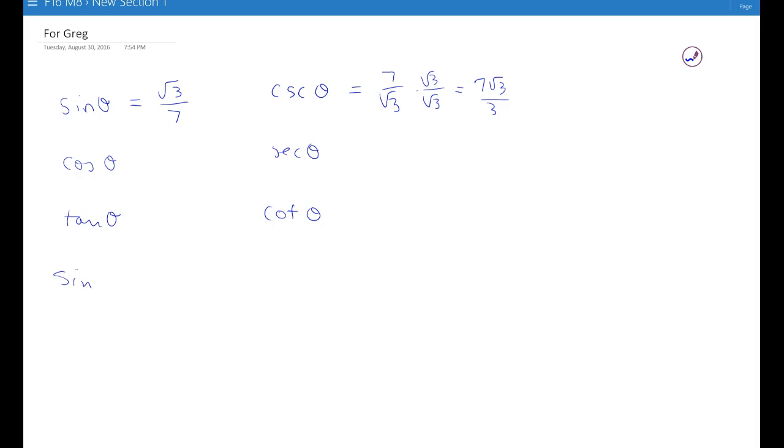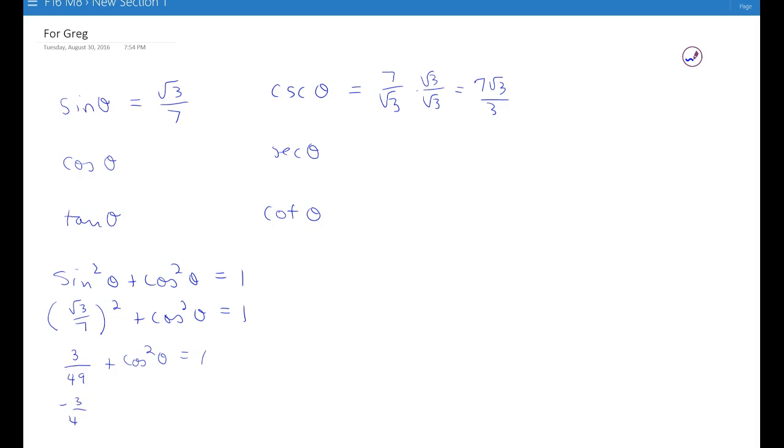So then we know that for any angle, the sine squared plus the cosine squared has to equal 1. Well, we know what the sine is. It's root 3 over 7. So if I square that and add cosine squared theta, that equals 1. Well, now the only thing I don't know here is the cosine of theta, so I can solve for that. So root 3 times root 3 is 3 over 7 times 7, 49, plus cosine squared theta equals 1.